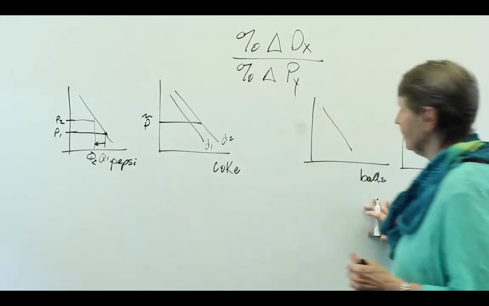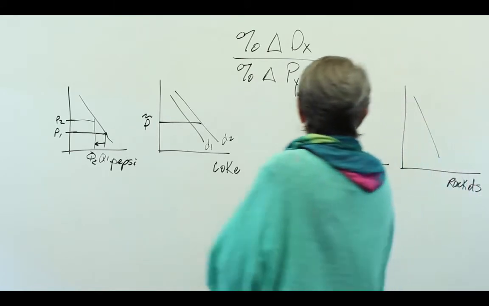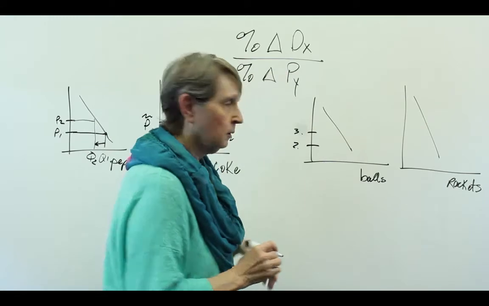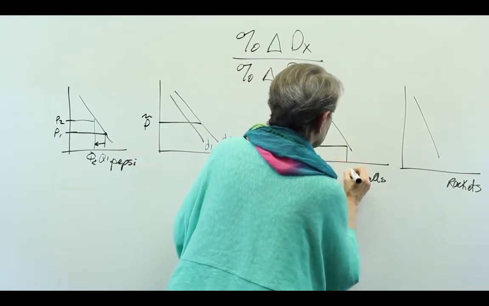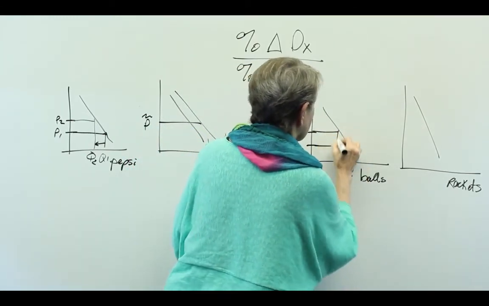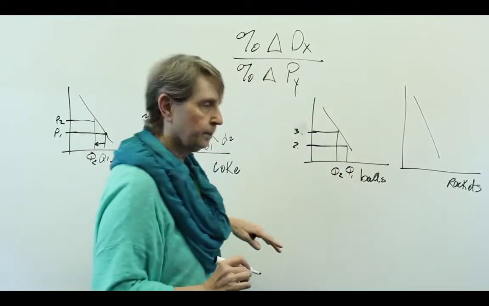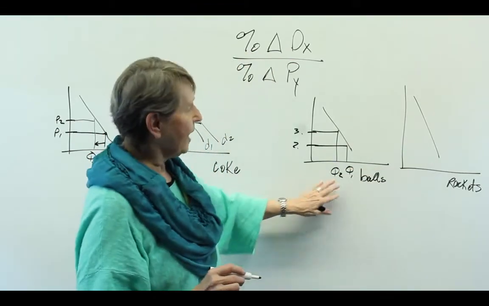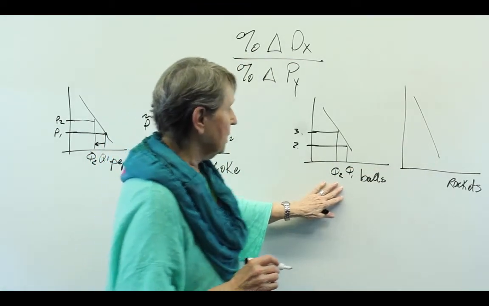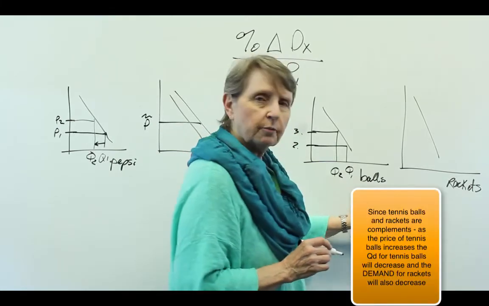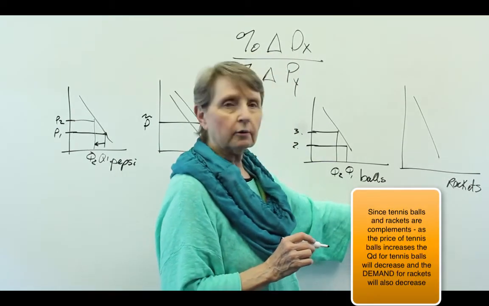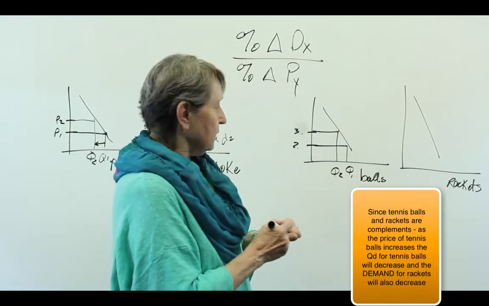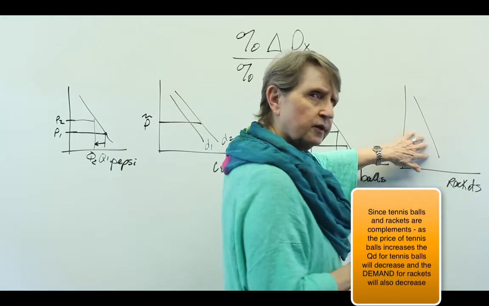Okay, let's go over here to the tennis ball and tennis racket market. If the price of tennis balls goes up from $2 a can to $3 a can, we are going to sell fewer cans of tennis balls. The question is, what happens to the demand for tennis rackets if the price of tennis balls goes up? Well, these things have to be used together. You can't play tennis without a racket and balls. So a tennis racket's useless without tennis balls. So what's going to happen over here in the tennis racket market?